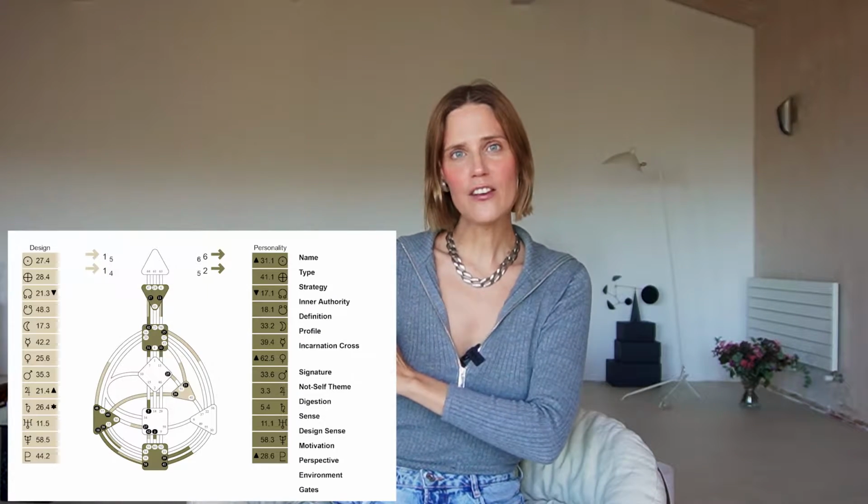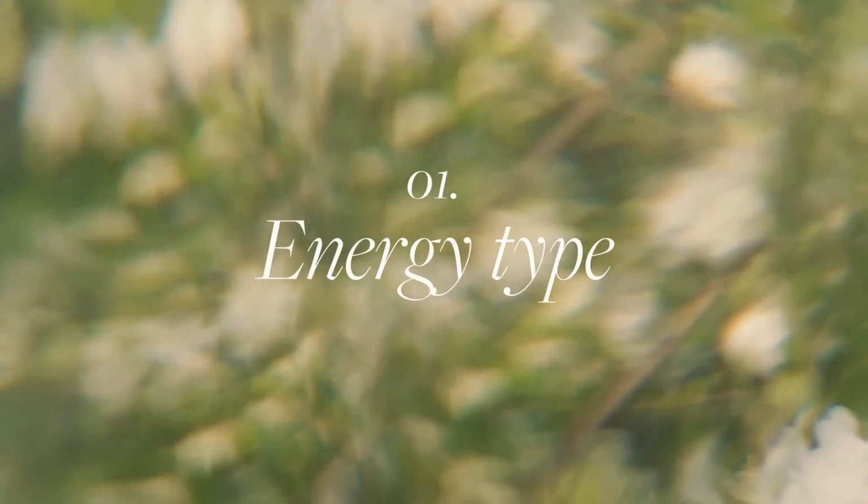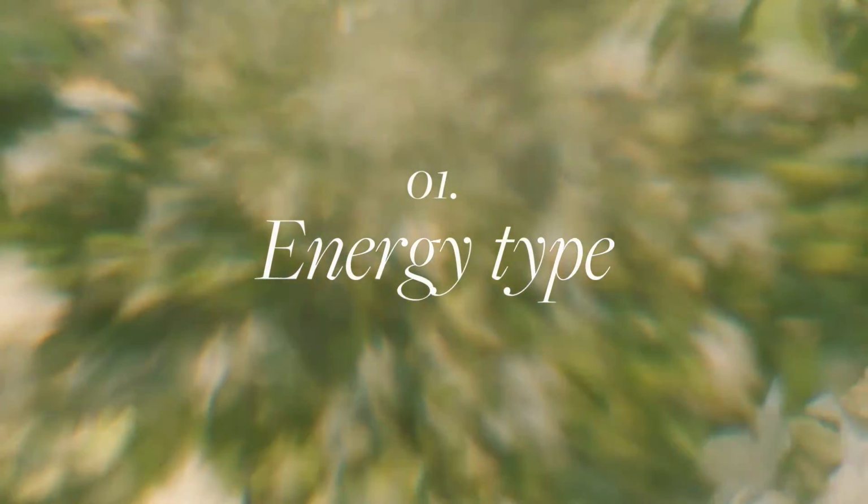Once you have downloaded the free human design chart that you can find on my website, you will get this kind of PDF where you will see your body graph and the keyword information. So the first thing that I want you to look at is type. And within the energy types, there are going to be 5 different energy types.